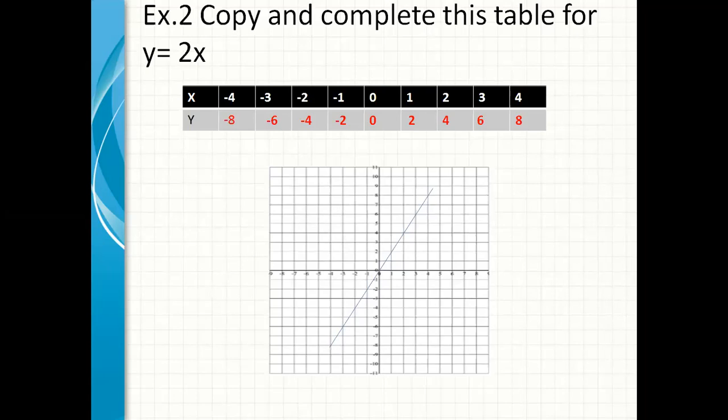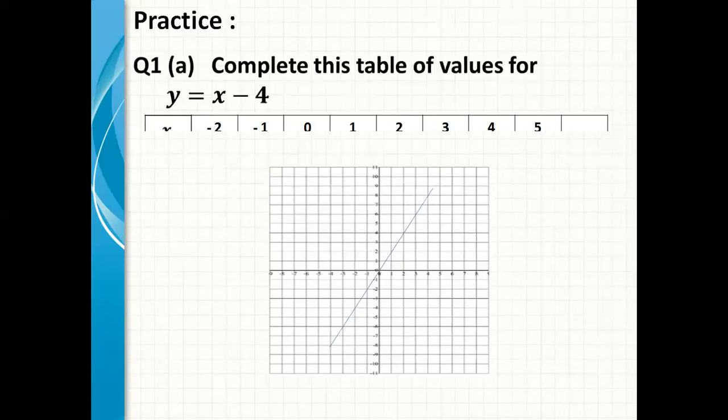So it's so easy drawing graphs when you have a table and when you have the equation. You just need to substitute carefully. Be careful in adding, subtracting, multiplying, and dividing integers with different signs, and plot them on the graph.